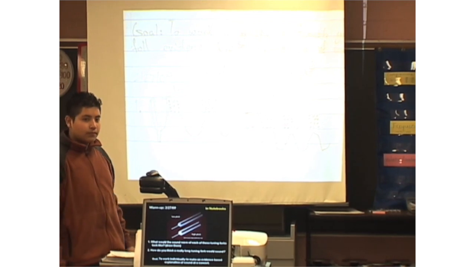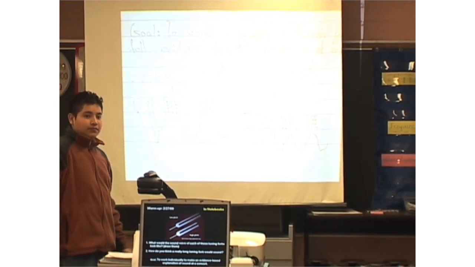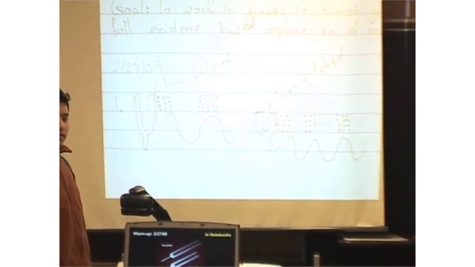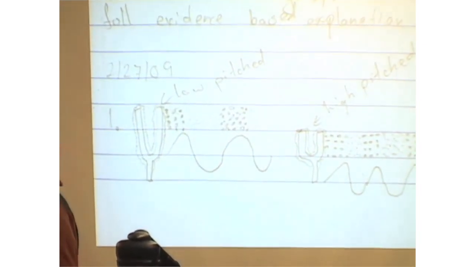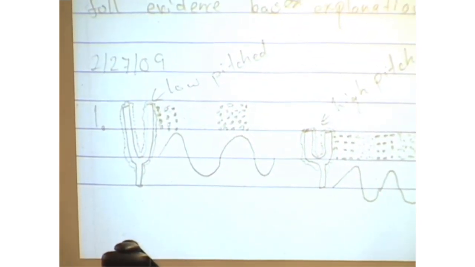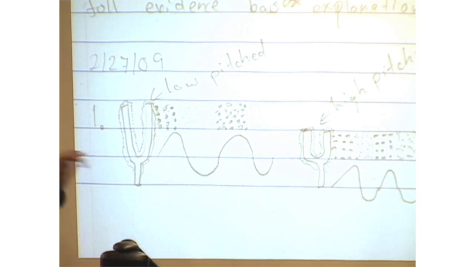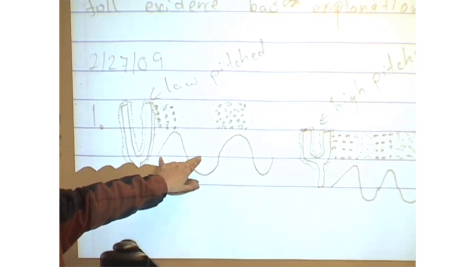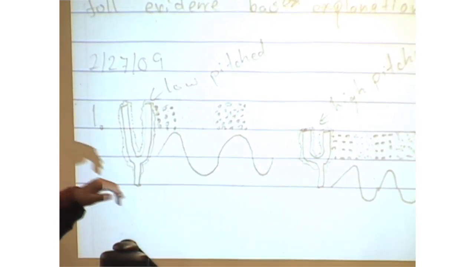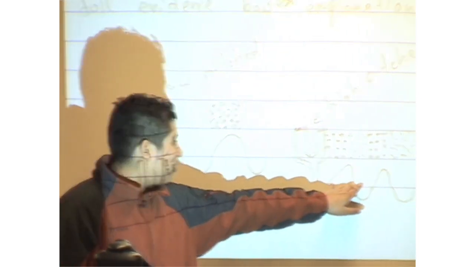Now, I couldn't help noticing, Jose, that you also drew that other type of wave, the transverse wave. What are you thinking there? Oh, because the wave is wider, that means it's lower pitched. But if it's narrower, it means that it's higher pitched.